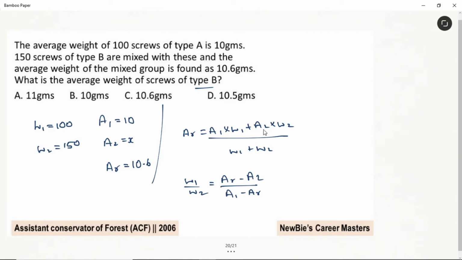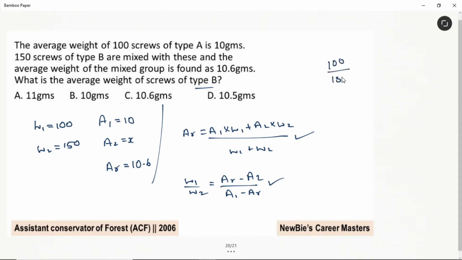Okay. These two are weighted average formulas. If the question is for resultant average, use the first formula. For resultant average in any question, use this formula. You can use the other formula also, but it comparatively takes more time. Am I clear, everyone? Input the values.